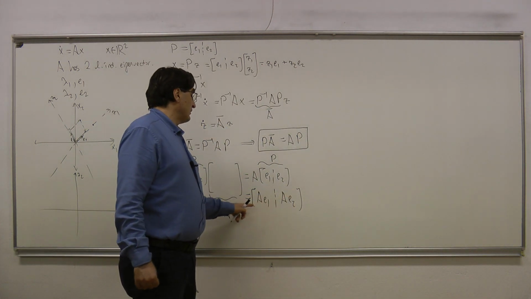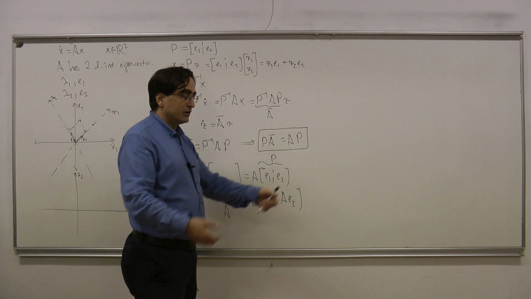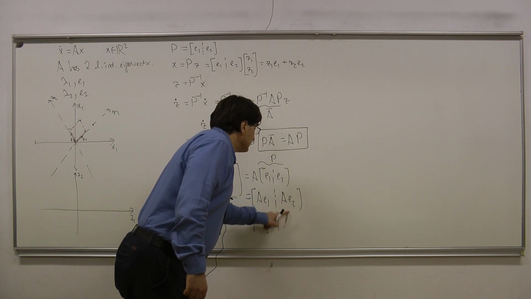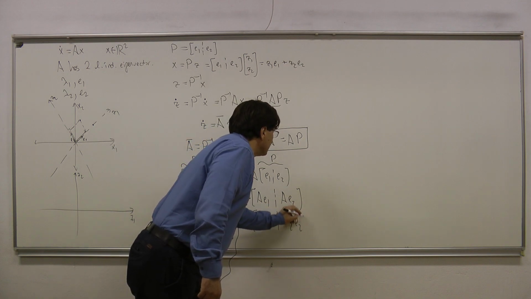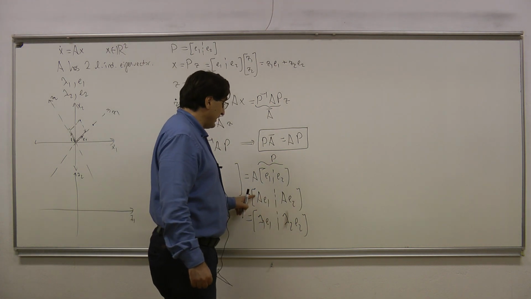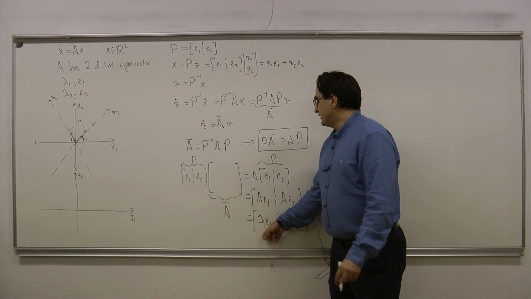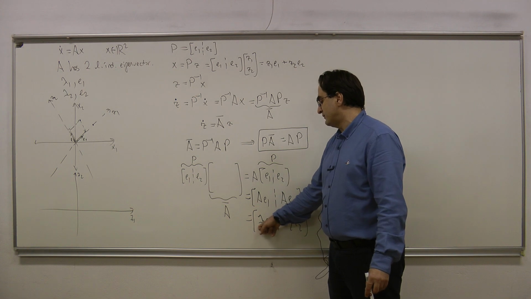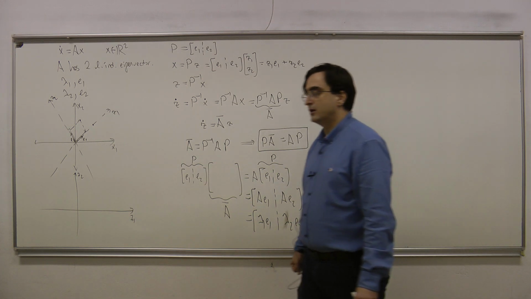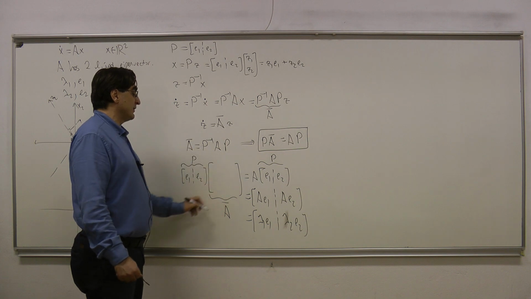I know that these vectors, A times E1 and A times E2, are going to be a constant multiple, eigenvalue times the same eigenvector. So the right hand side here is nothing but lambda 1 times E1, and the second column is going to be lambda 2 times E2, because A times E1 is lambda 1 times E1, and A times E2 is lambda 2 times E2. So the first column of the right hand side is the eigenvalue times its eigenvector, and the second column is the eigenvalue times the second eigenvector.